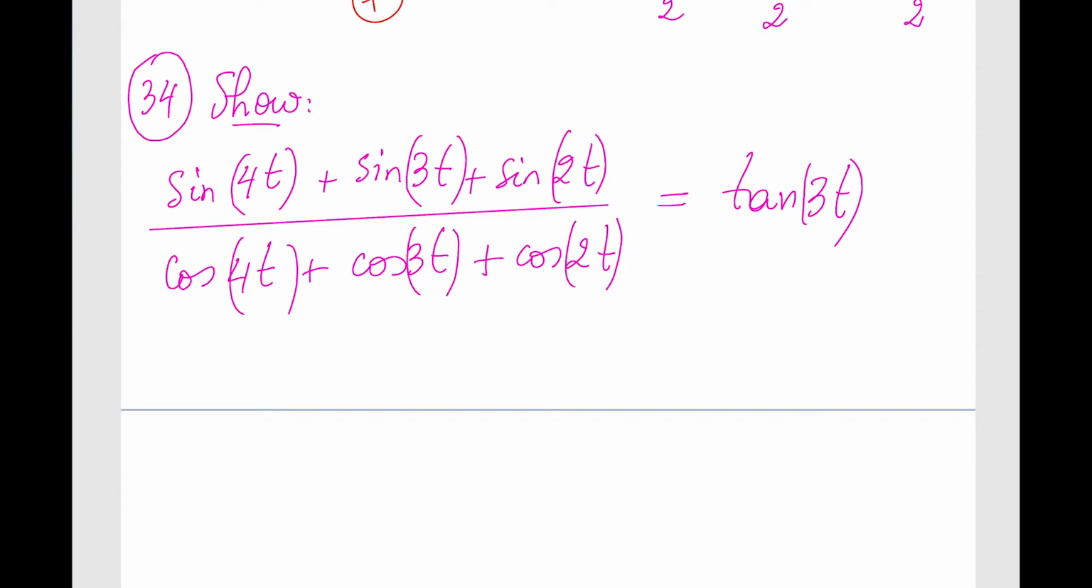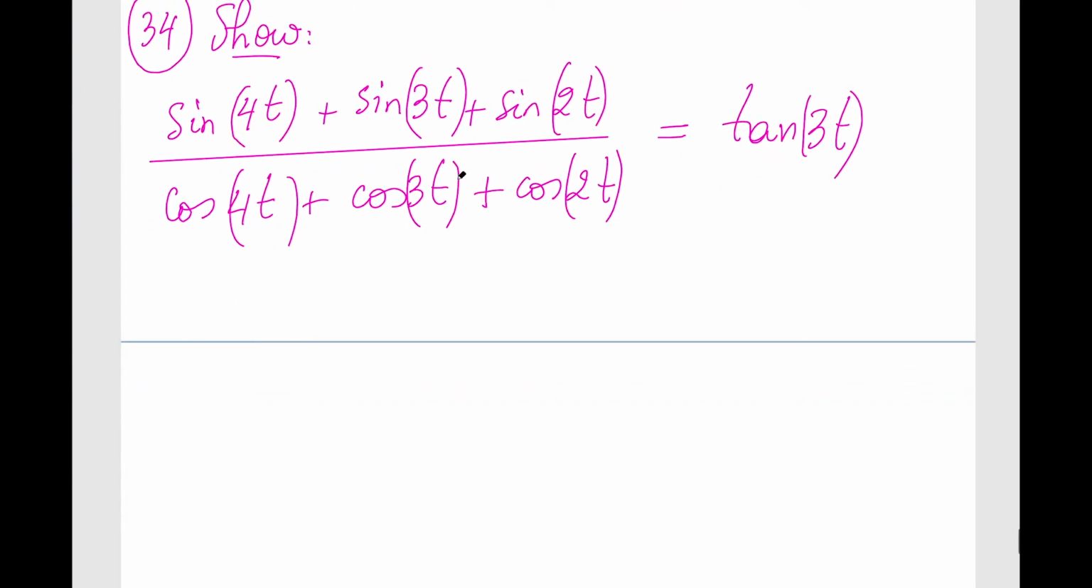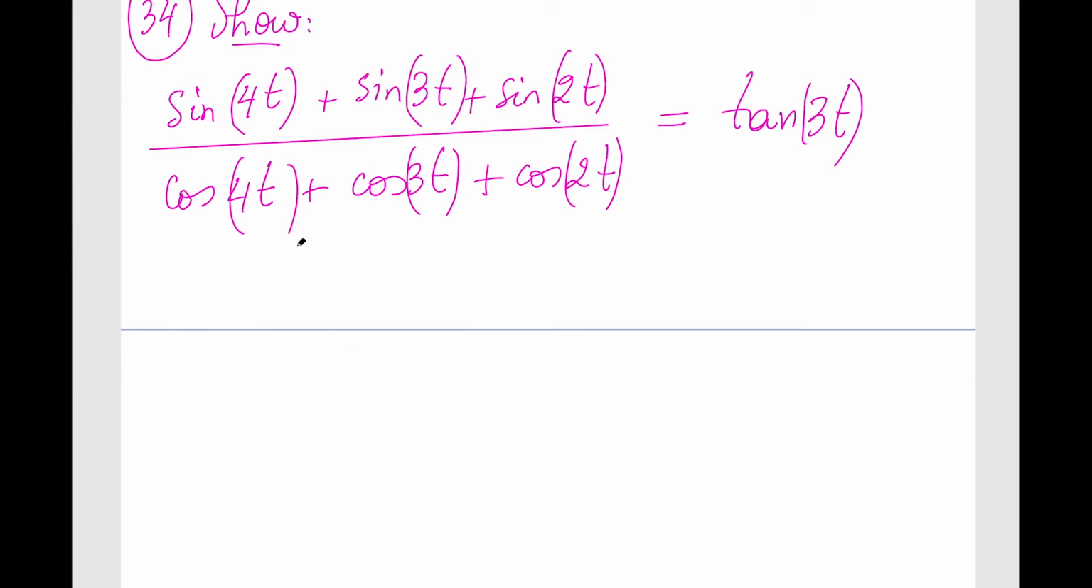All right. Very good. So obviously I'm going to start from the left-hand side because I have more ingredients to play with, right? And eventually, apparently, I'm going to keep simplifying somehow and get all the way to tangent 3t. Okay. All right, so how are we going to do this? Certainly stop the video and try it on your own.